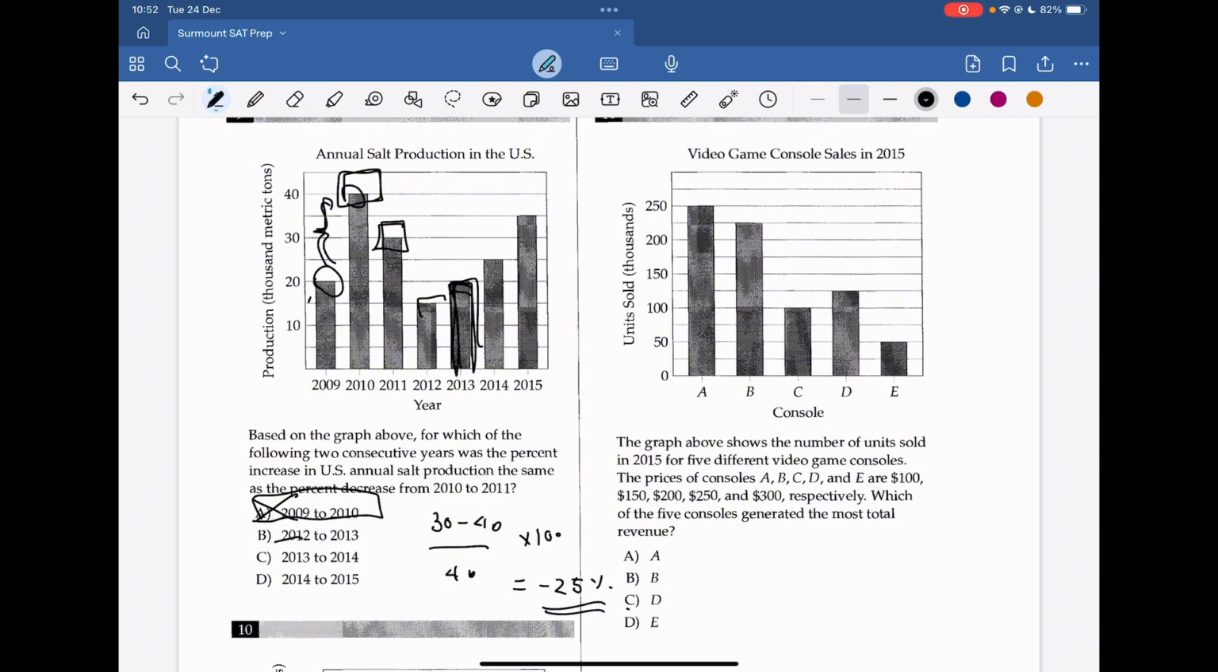So 2014, they produced 25,000 metric tons. In 2013, they produced 20. So to find the percent increase, you do 25 minus 20 over 20 times 100, and we'll be getting 25%. So the answer here is C.